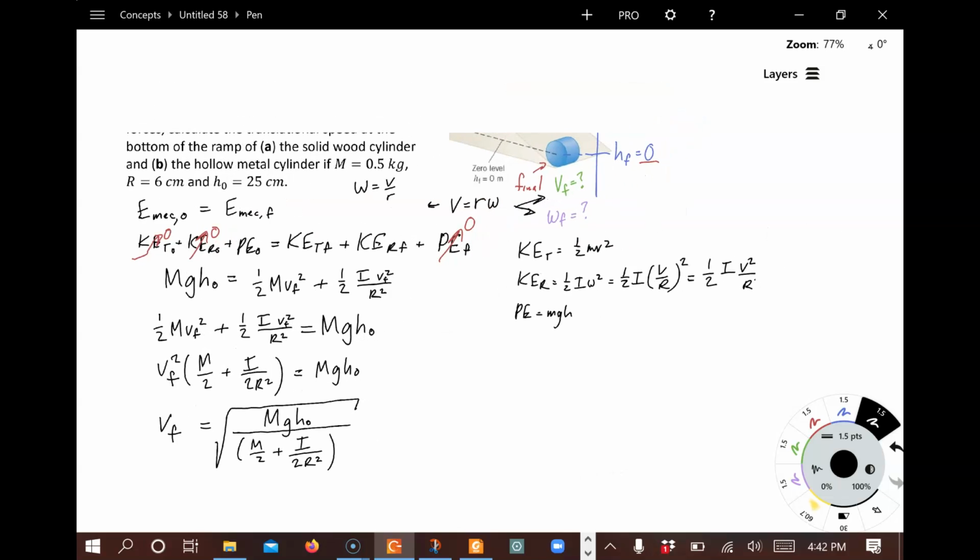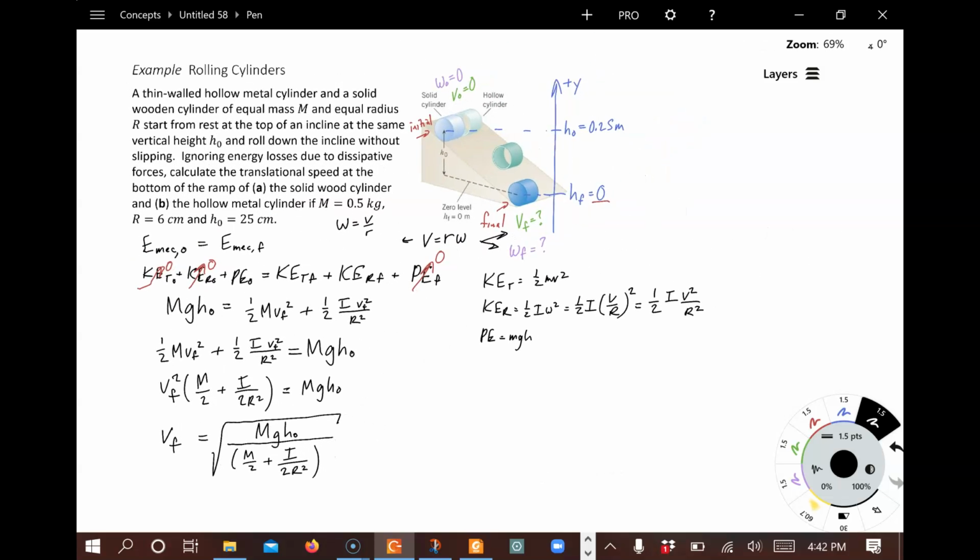Now, since these two objects both have the same mass and the same radius, the only thing different for the two is the moment of inertia. And so we can use the same equation for each. We just got to pick the right moment of inertia for the two different ones. And so in part A, we're going to solve for the final speed of the solid wood cylinder. And for part B, we're going to solve for this final speed of the hollow metal cylinder.